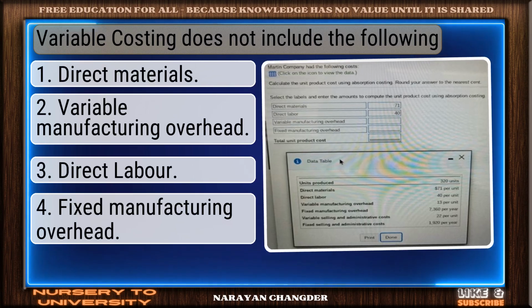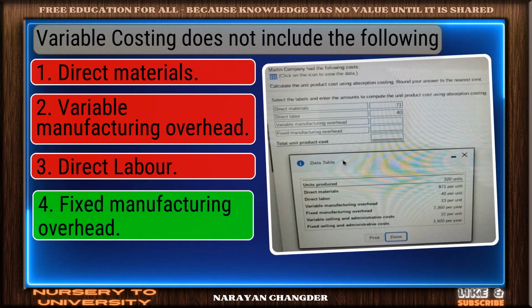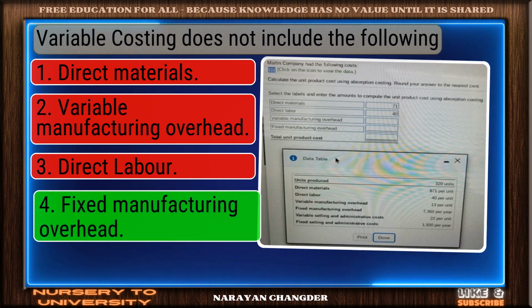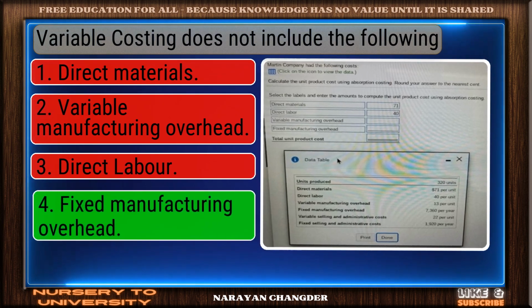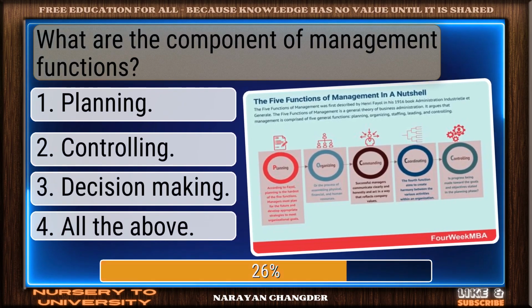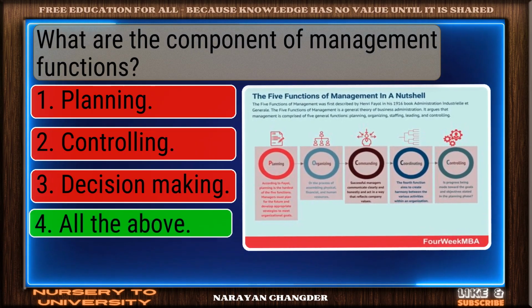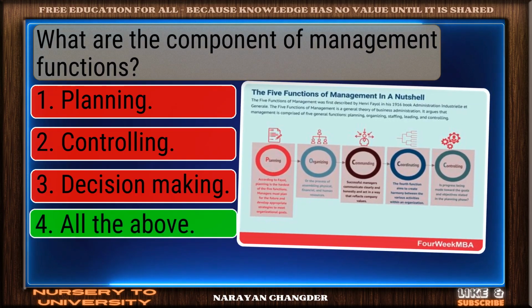Variable costing does not include the following. Right again. Fixed manufacturing overhead is a valid answer. What are the components of management functions? Good thinking. All the above is the right answer.